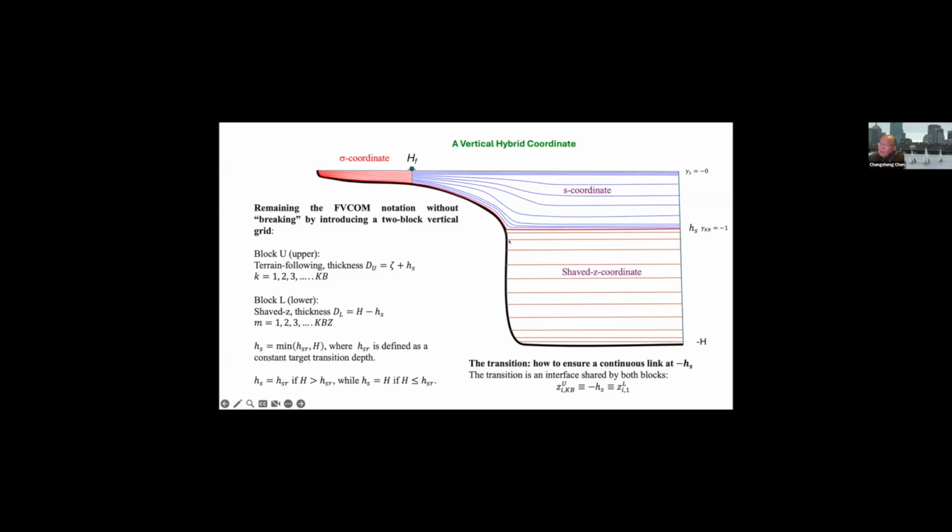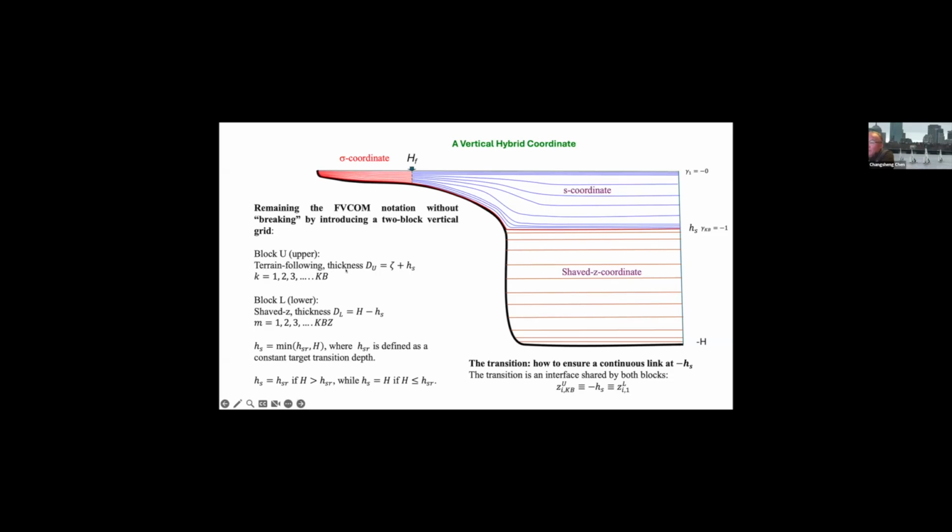But then the big issue is how you treat the boundary condition near the slope. That's called a ship Z coordinate. Okay, so then we had a two block right now at FVCOM. One is called the up block. Okay, so then we steer the terrain following coordinate.